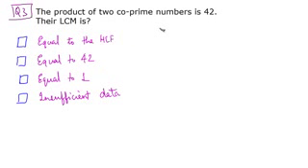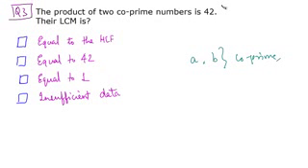Okay, let's move on to question number 3. You have been given the product of two co-prime numbers, and you are asked the LCM. It is known that if you have any two numbers A and B, and if these are co-prime numbers, which means that they do not have any factors common to them other than 1, then you are asked to find the LCM.